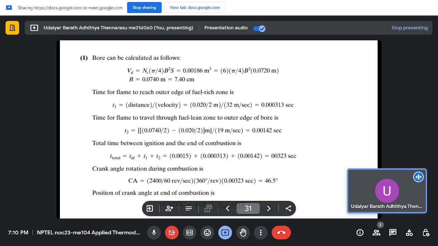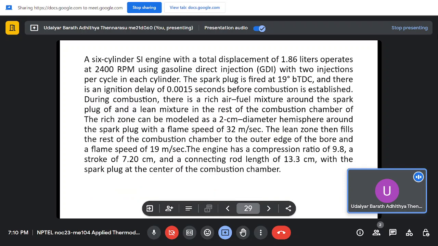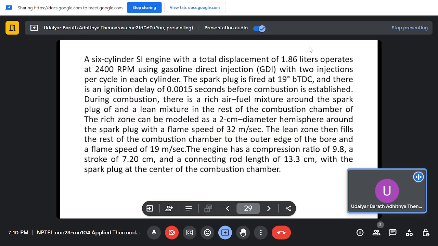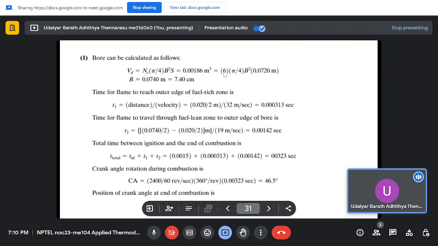The total number of cylinders, 6, times pi by 4 b squared s. We know the stroke is 7.20 centimeters. Converting that into meters and substituting, we find the displacement volume is 1.86 liters for 6 cylinders. Substituting, we can calculate the bore diameter of the cylinder as 7.4 centimeters. Now the time for the flame to reach the outer edge of the fuel rich zone is distance divided by velocity.